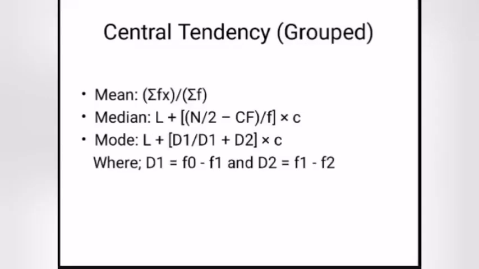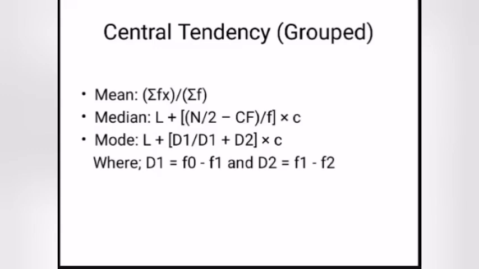So this is for grouped data. We have the mean for grouped data as sigma fx divided by sigma f. That sigma symbol is basically summation, adding everything together. Fx is just frequency times the data, like what is given. Then median is L plus n over 2 minus CF over F, times C.